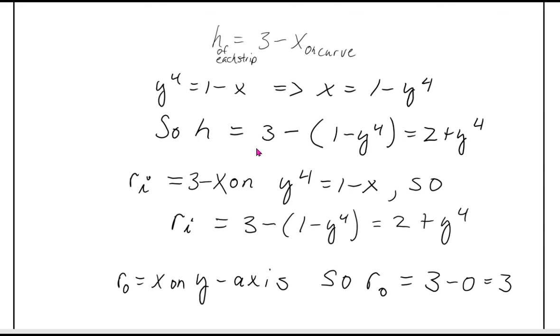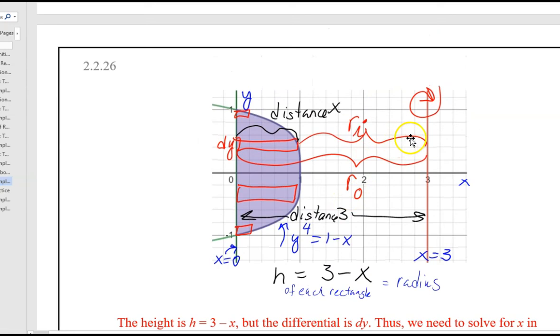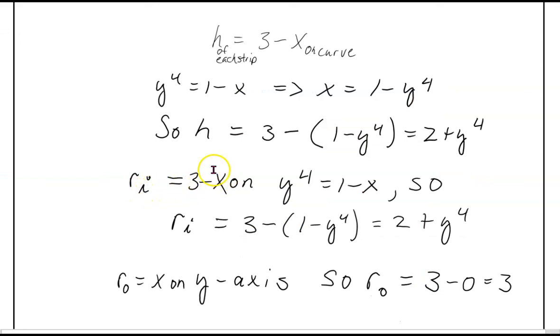What is our inner radius? Let's take a look back at the previous picture. In the previous picture, our inner radius is basically coming to the curve itself, and the outer radius is going to the outside, which is 3 wide. Looking back now at the work we have, our inner radius is 3 minus x on this curve, so the inner radius is 3 minus the quantity 1 minus y to the 4th, which is 2 plus y to the 4th. The outer radius is the x value on the y-axis, or 3 minus 0, which is just 3.